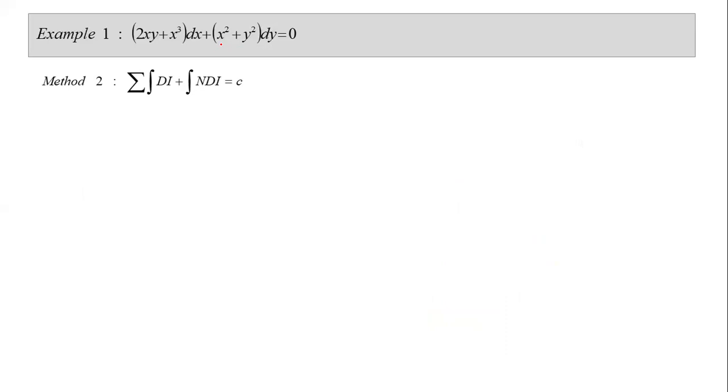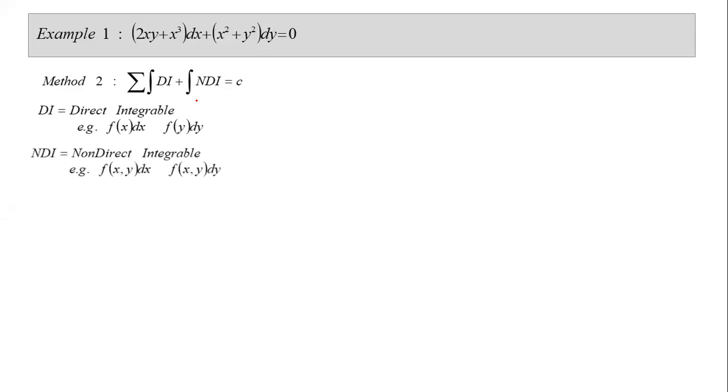Okay, so that's the summation of the integral of the direct integrable plus the integral of the non-direct integrable, and that is equal to C. So what do you mean by direct integrable? Those are the functions f of x dx and f of y dy. And the non-direct integrable are the functions containing f of xy dx and f of xy dy.